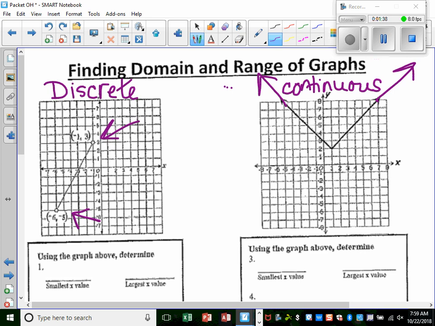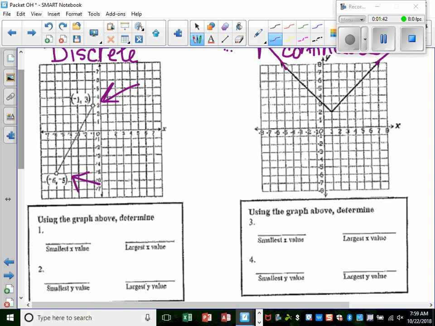So when you have a discrete graph, what you need to figure out is what is the smallest x value, what's the largest x value. So x's are our domain, so now we're going to actually figure out how far our domain will spread. That means we're going to have an interval. Does it go from this number to this number? Okay, so remember when we wrote our compound inequalities, and we wrote our smallest number first?